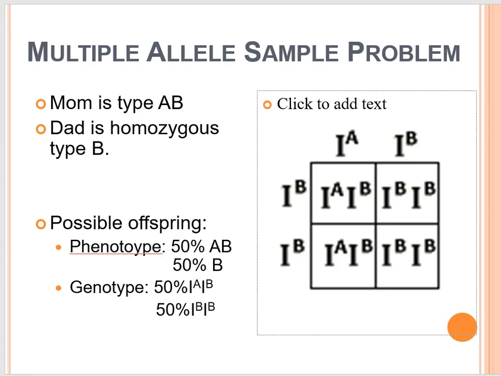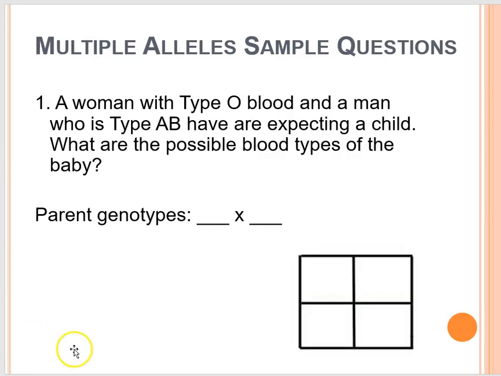So our first sample: a woman with type O blood. What's going to be her genotype?